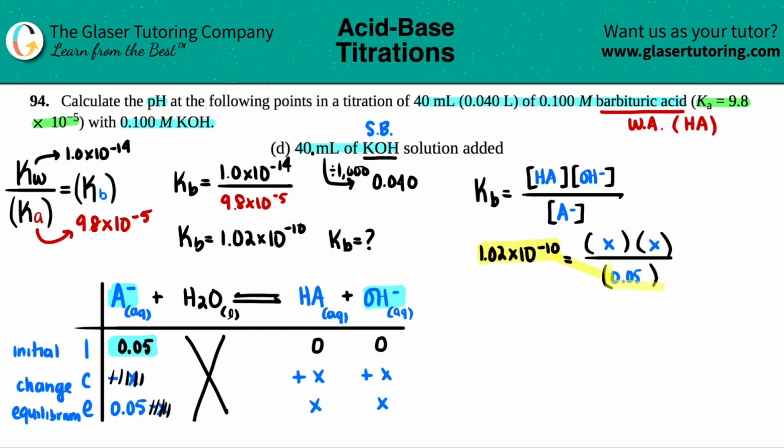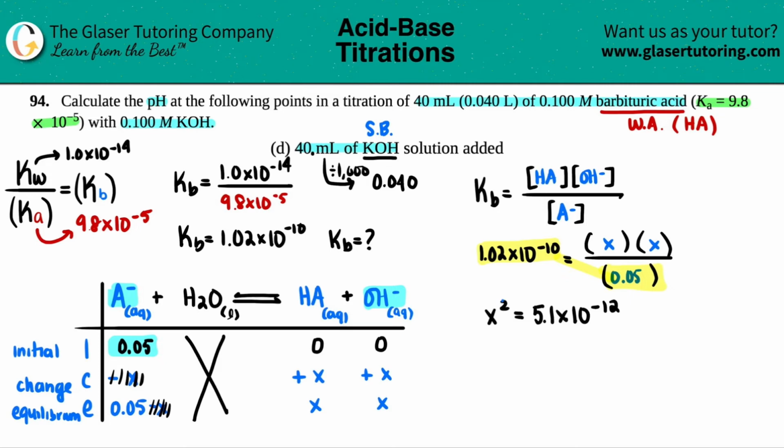So I'm going to do my cross multiplying, right? X times x is x squared. And then this equals 1.02 times 10 to the negative 10th times 0.05. I get 5.1 times 10 to the negative 12th. What was that?